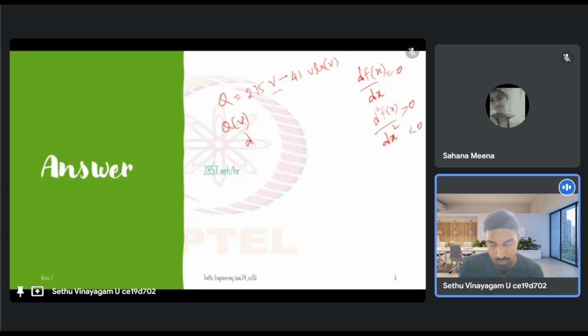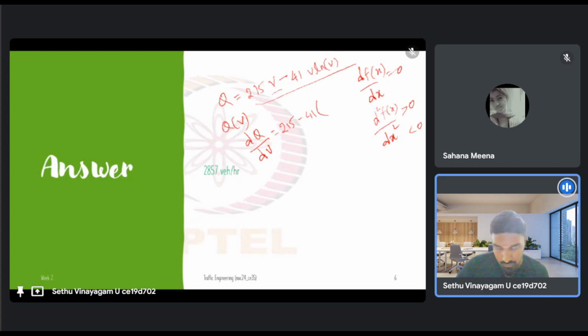So what we need to do is differentiate this particular equation with respect to v and set it equal to 0. That will give us the inflection point. So how do we do that? dq by dv, what is that? For 215v, the derivative with respect to v is just 215, right? And then we have minus 41 times v log v. How do we differentiate v log v? We have to apply the product rule: it is v into the differential of log v plus the differential of v into log v.